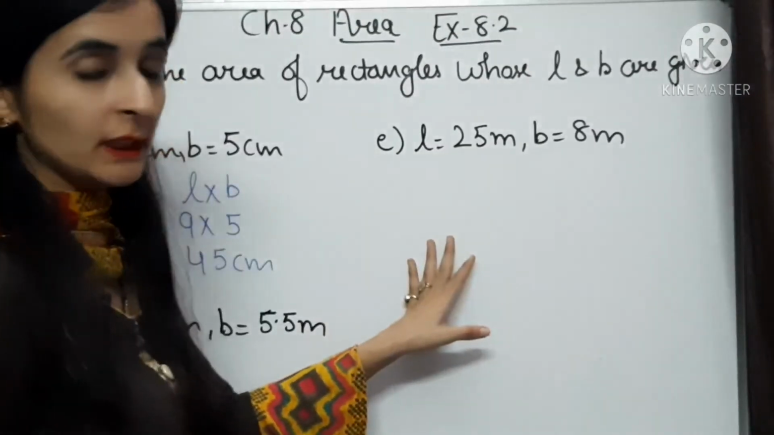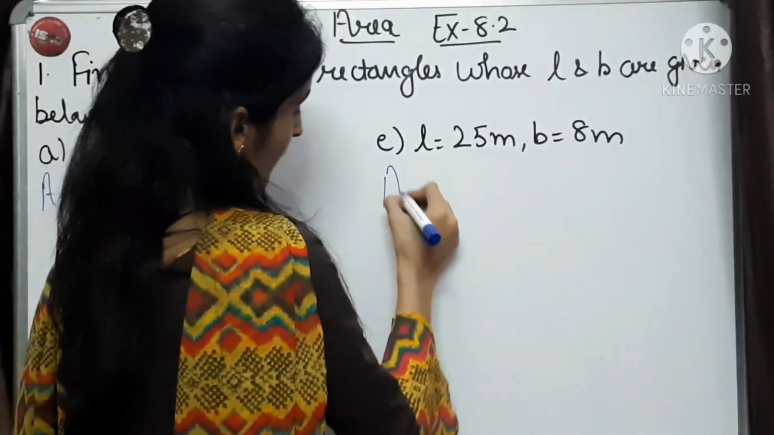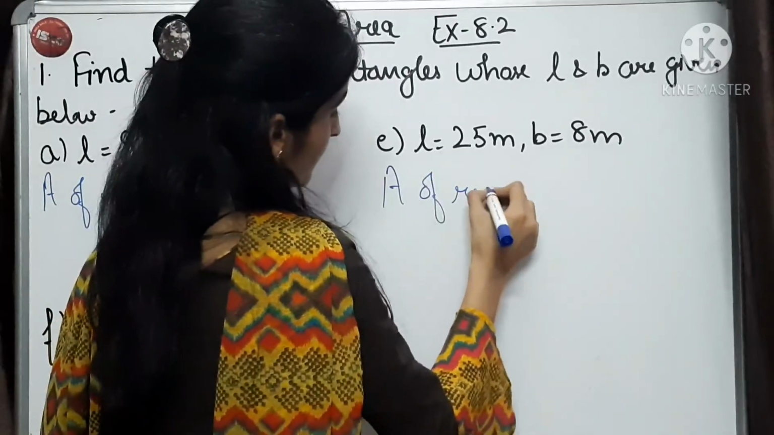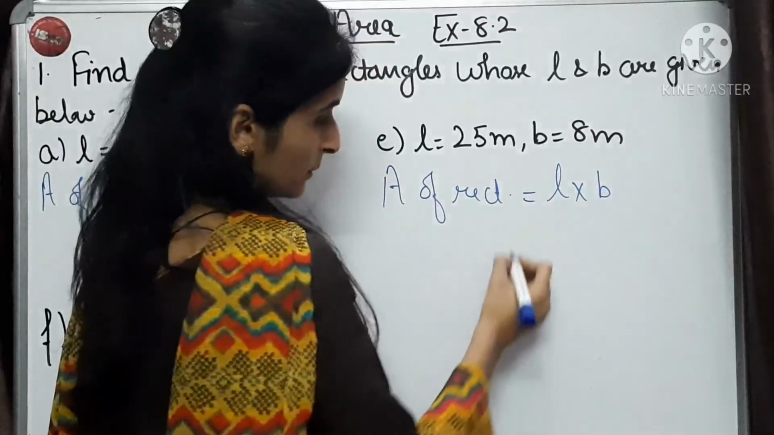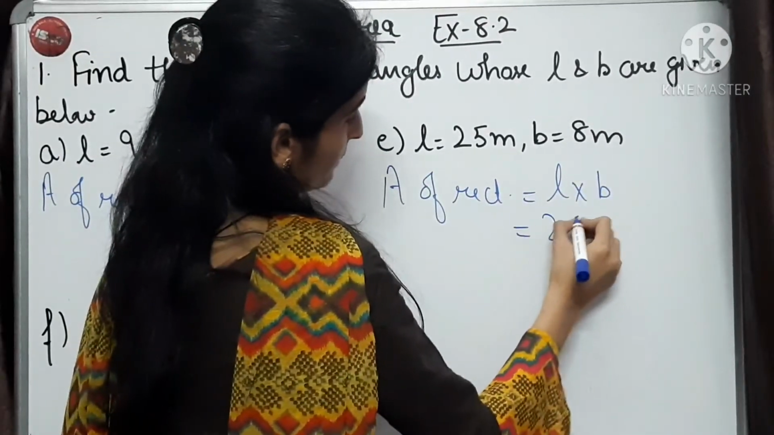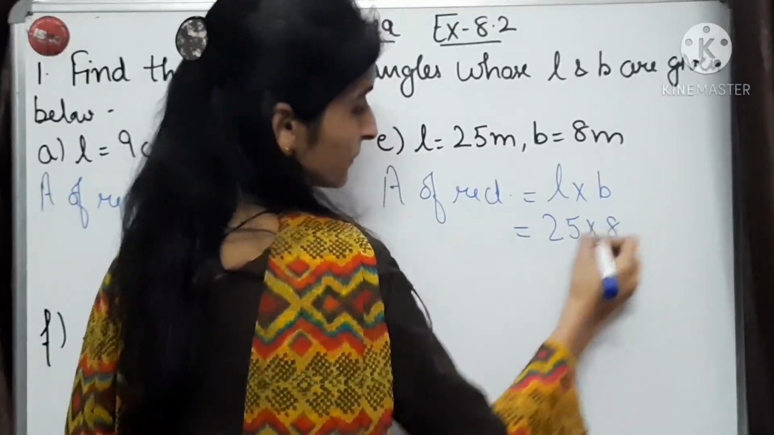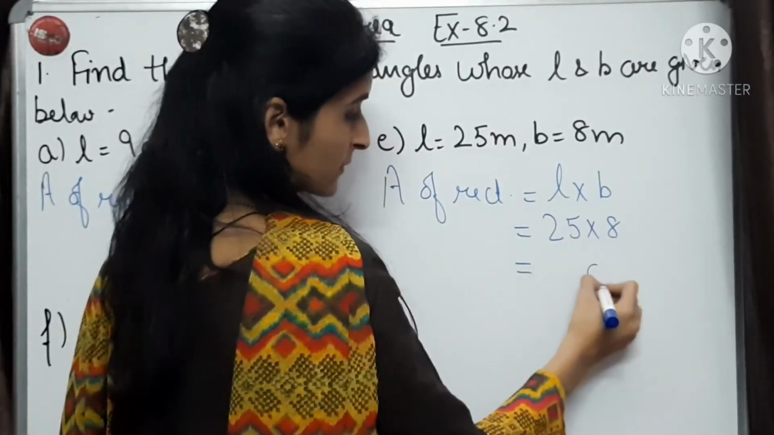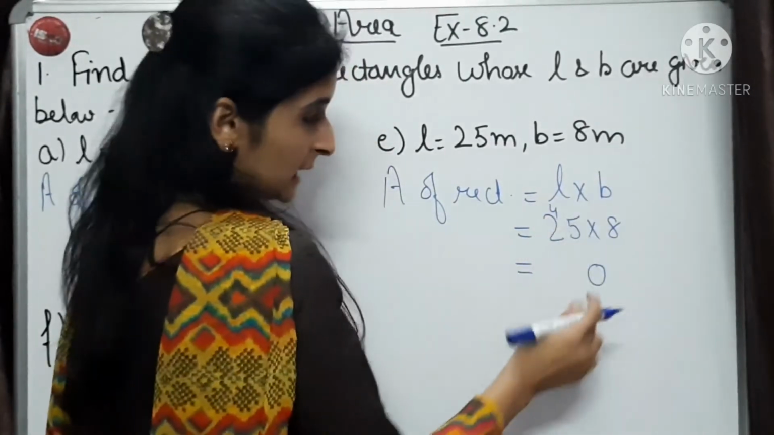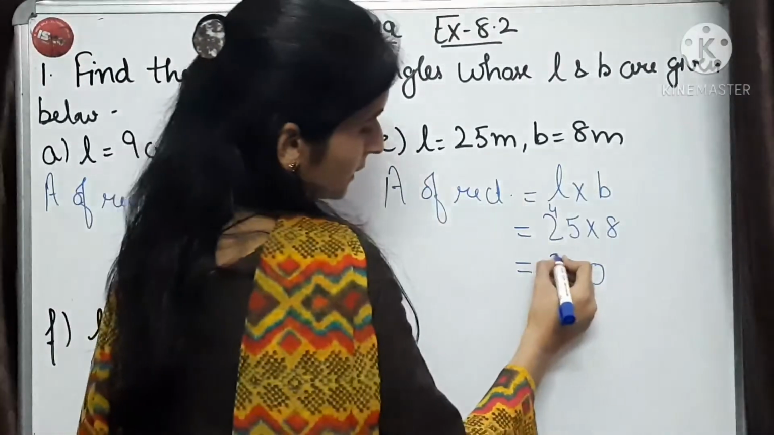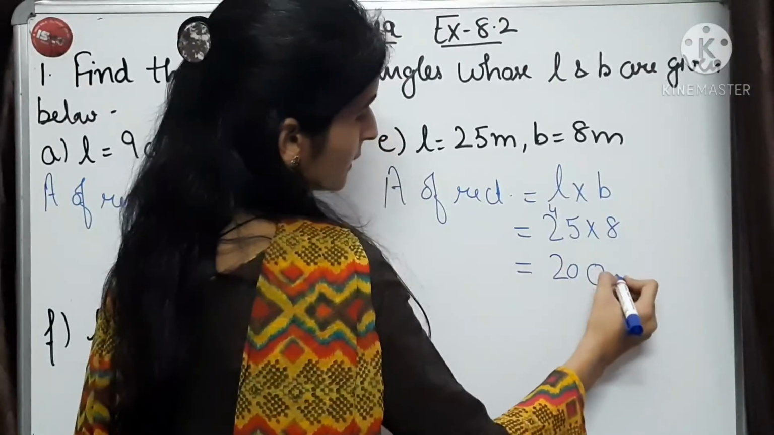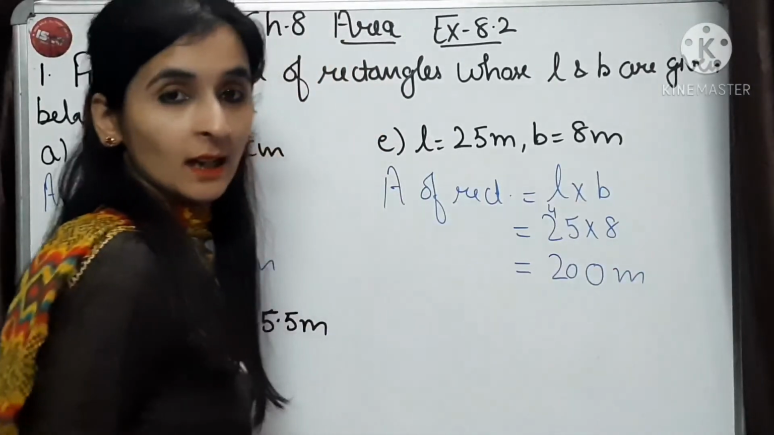Now let's come to E part. Again we have to find out the area of rectangle and the formula is length multiplied by breadth. So for that we will multiply 25 by 8. 8 5s are 40, 4 carry. 8 2s are 16, 16 and 4 is 20. So 200 meter will be the answer.